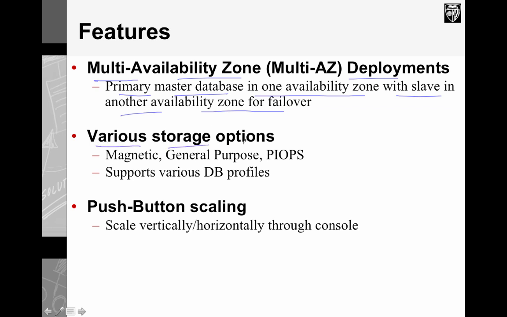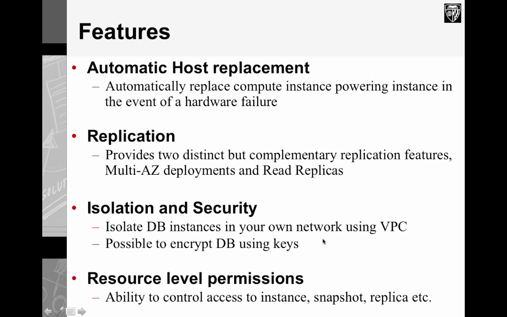There are also various storage options that are supported. You have magnetic, general purpose, and provisioned IOPS, each having its own special profile: small, medium, large performance. Push button scaling: if you want to scale vertically or horizontally, you can do that through the console. You scale vertically by getting larger machines, and you scale horizontally by creating read replicas.